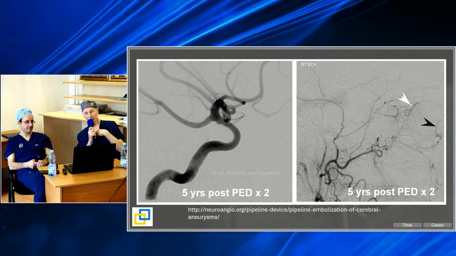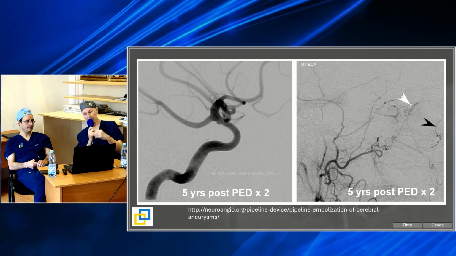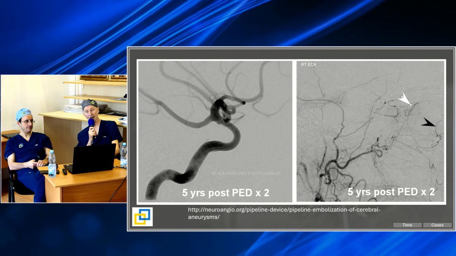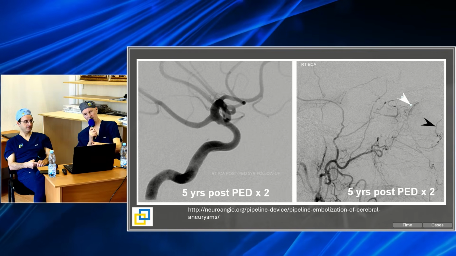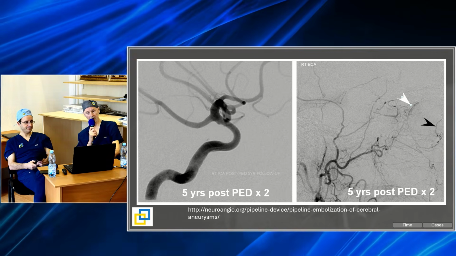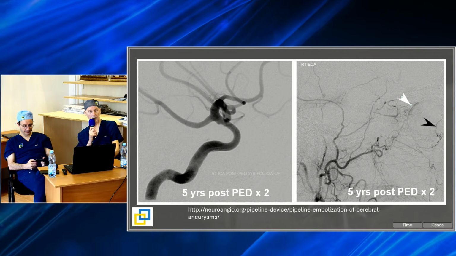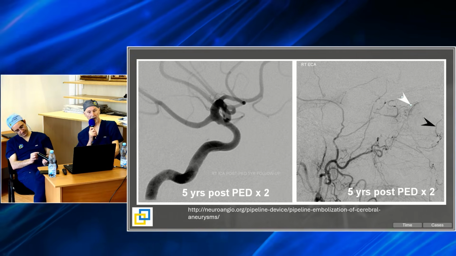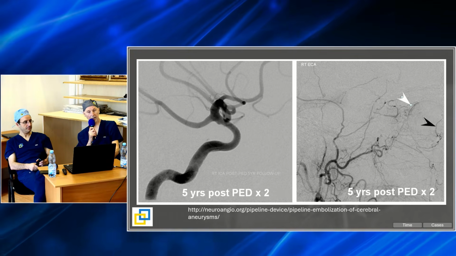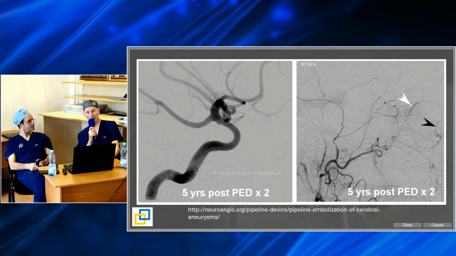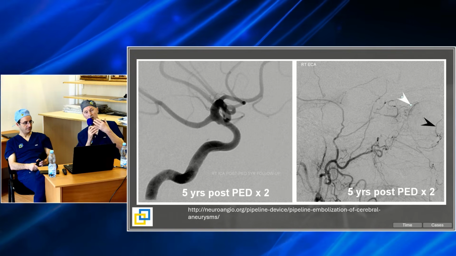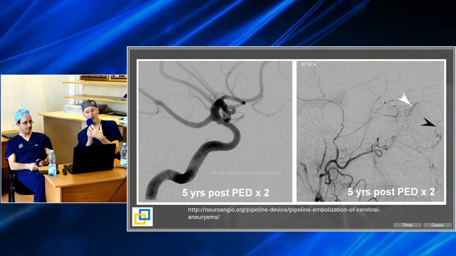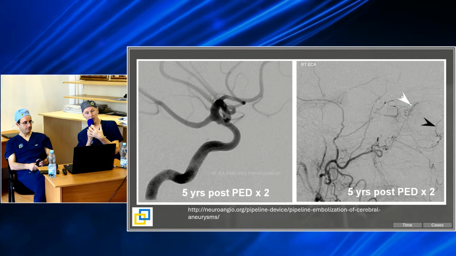I think I took her up with an additional 2, so we ended up with 4 PEDs in this small aneurysm. Now she comes back for follow-up, I think 5 years later, and the aneurysm finally is occluded. Why is it occluded? Because there's no antegrade runoff in that ophthalmic artery. It's finally developed a collateral circulation.